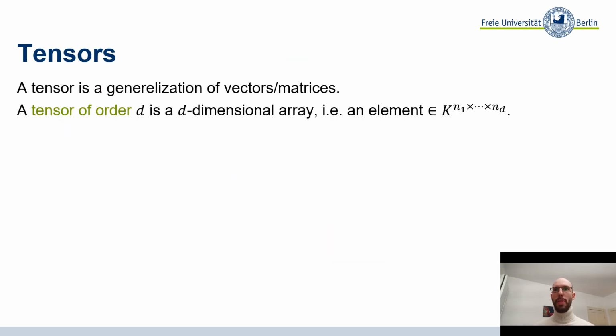So this four-dimensional thing that we had in the previous slide has a name. It's called a tensor. And you might already have heard the name tensor if you have a physics or a mathematics background. But you may also know it from TensorFlow, for example. So that's where the tensor in TensorFlow comes from. A tensor is simply a generalization of vectors and matrices. And I think the easiest way to grasp the concept of a tensor for a computer scientist is to think of a tensor of order d as a d-dimensional array.